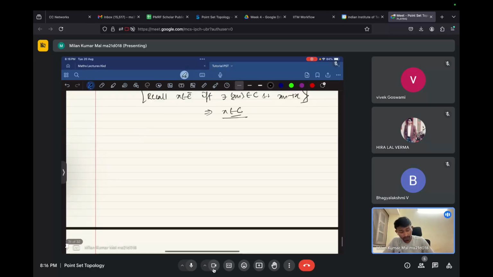Now for the other part, conversely, if dcx equals 0 implies x belongs to C, we want to show that C closure is equal to C. That is what I want to prove, right? That means C is closed.